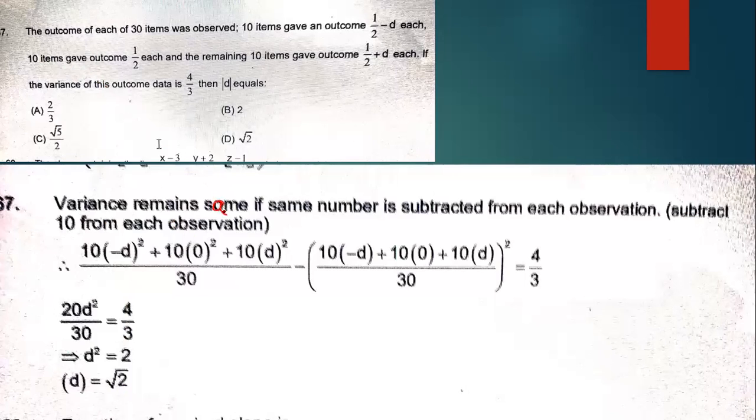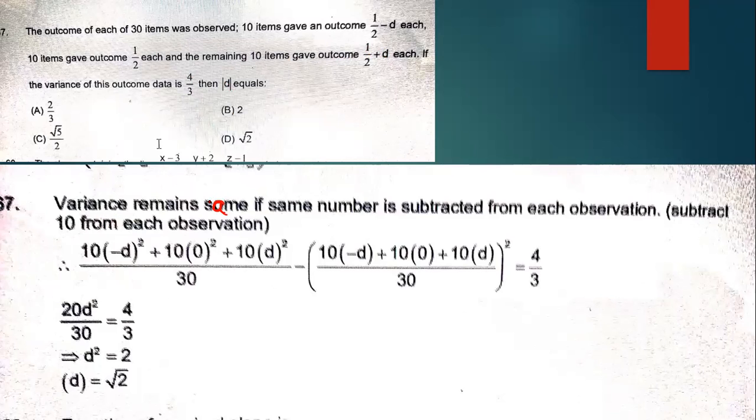The outcome of each of 30 items was observed, so there are 30 observations. The first 10 items give an outcome of 1 by 2 minus d each. The next 10 items gave an outcome of 1 by 2. And each of the remaining 10 items gave an outcome of 1 by 2 plus d each. If the variance of this outcome data is 4 by 3, then what is the modulus of d they are asking?